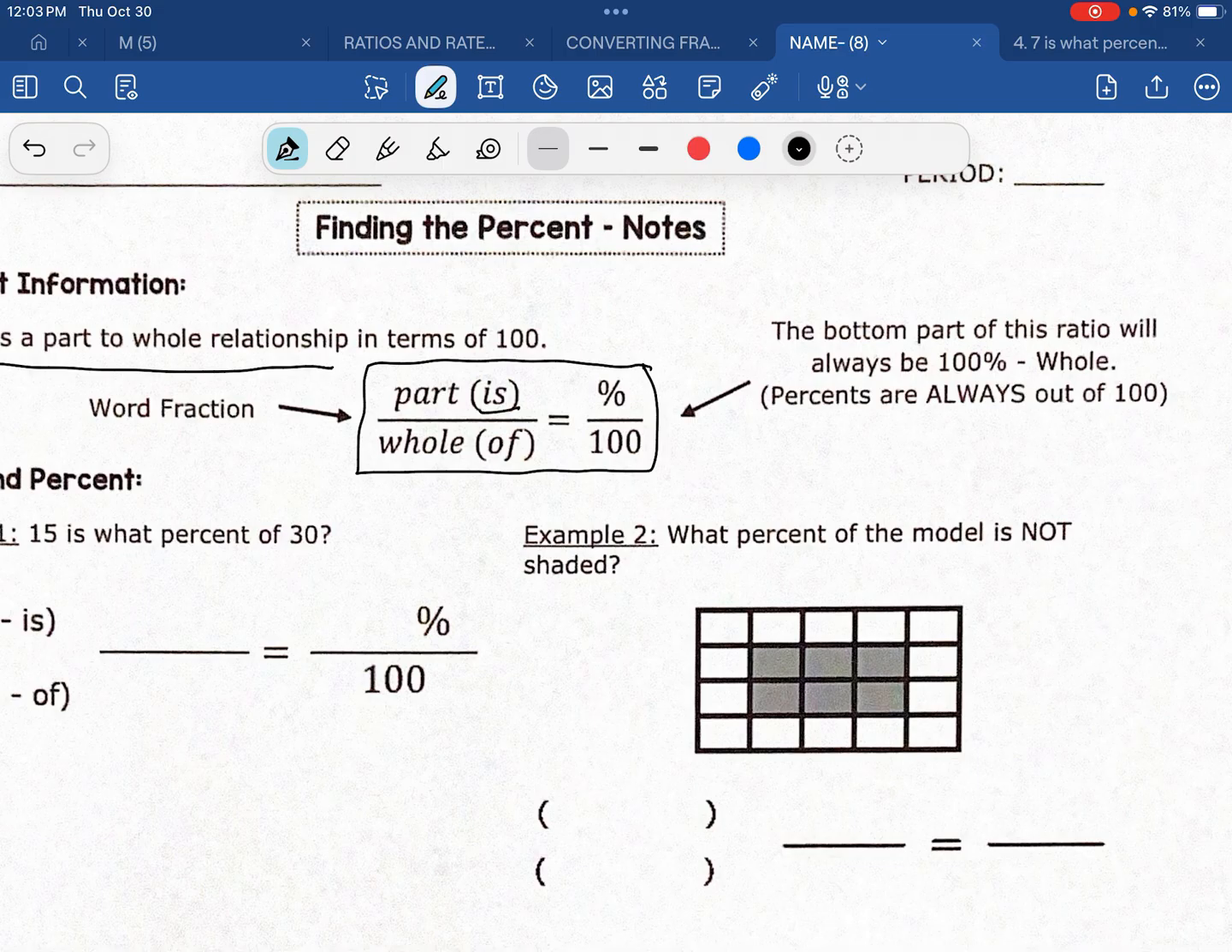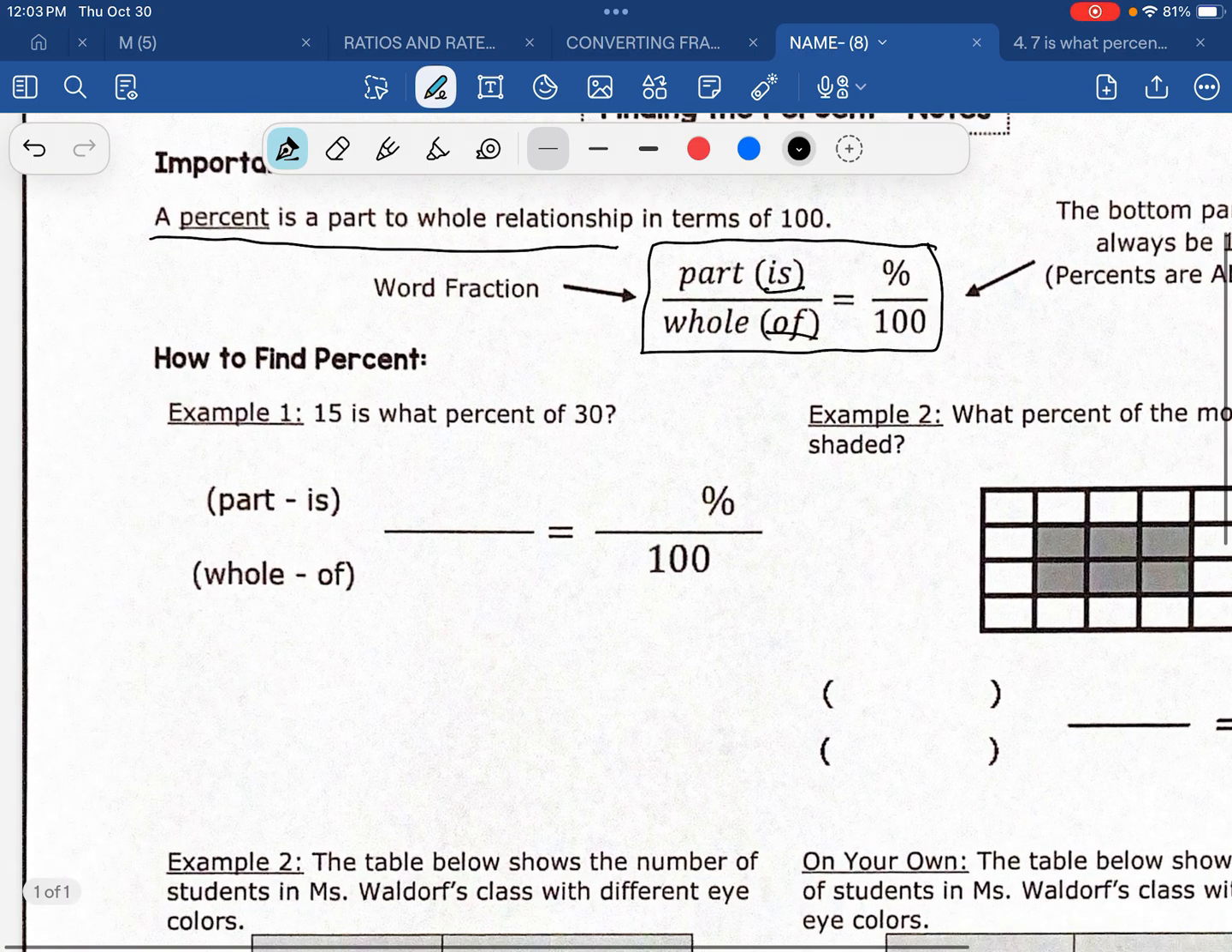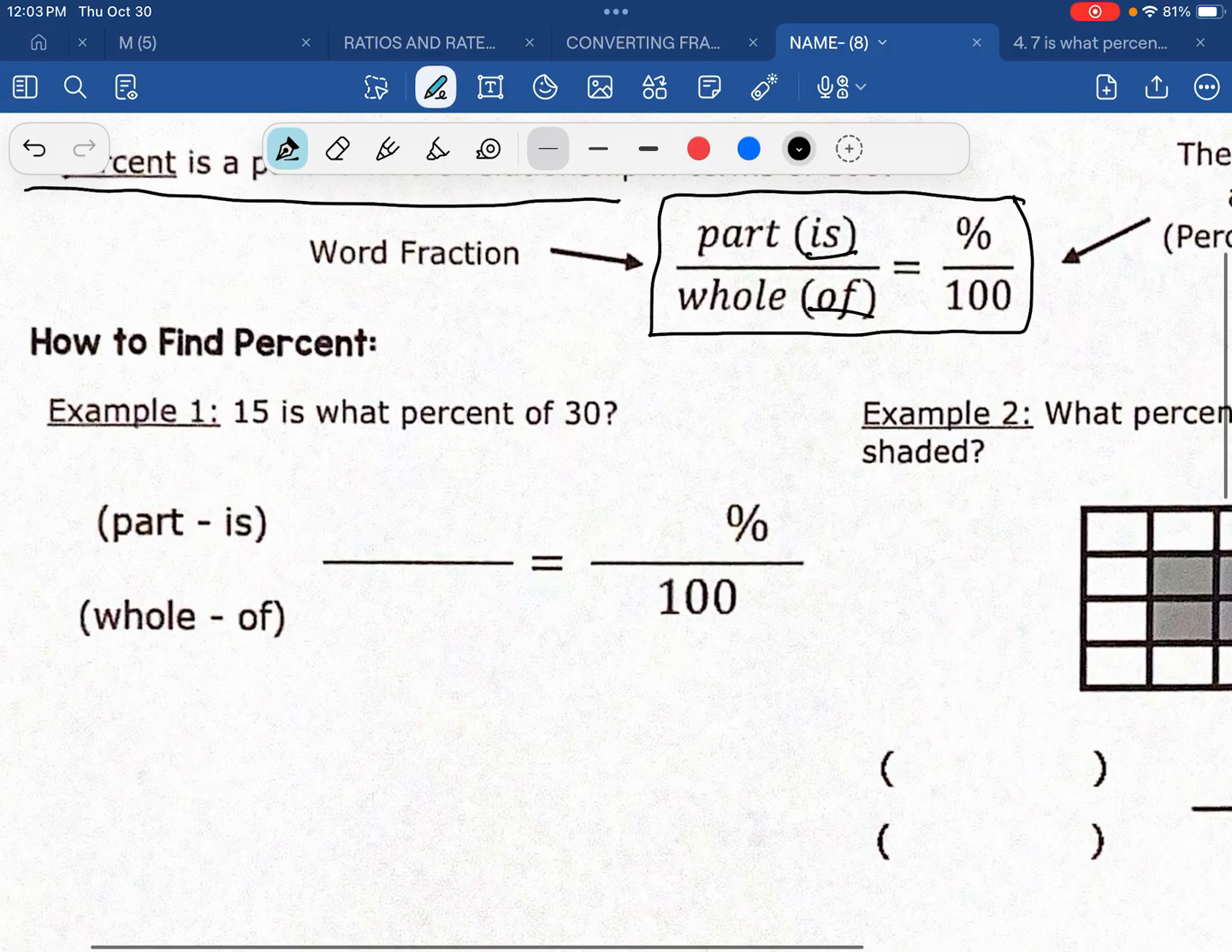You also need to remember is over of equals percent over 100. Those are just some keywords that might tell you where these numbers go. Okay, we solve these just like ratio tables. You either can look side to side or you can look up and down to solve. So we're going to look at example 1.